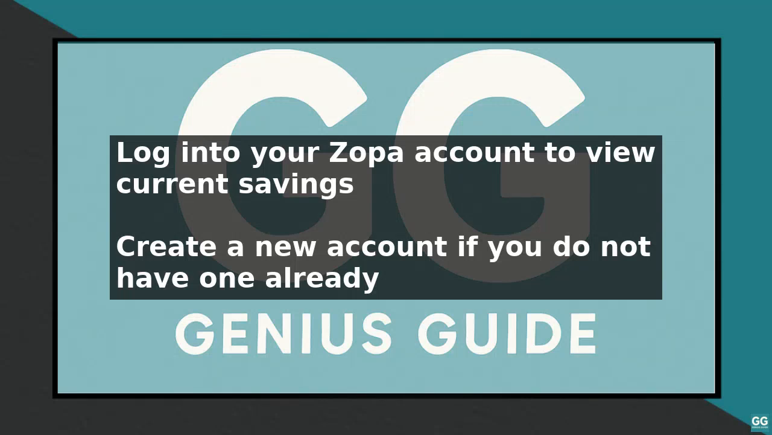To link a Zopa Fixed Saver, start by logging into your Zopa account, where you will see an overview of your current savings and investments. If you do not have a Zopa account, you will need to create one by providing some basic personal and financial information. Once logged in, navigate to the Savings section of your account, where you will see the option to open a new Fixed Saver account.